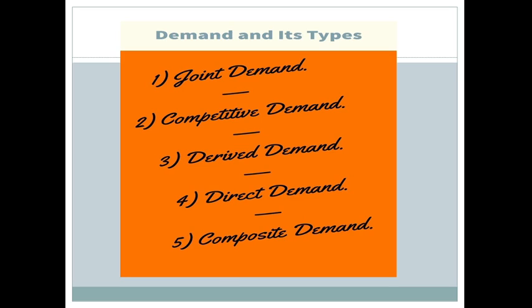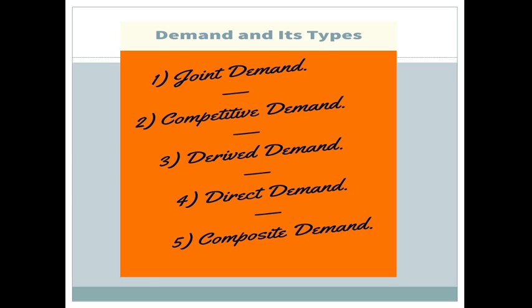Then the last type of demand is composite demand. Composite demand is the total demand for a commodity which arises when it is required for different purposes, and will be the sum of the different demands. In other words, a commodity may be demanded for several purposes. The demand for such a commodity is called composite demand. It is composed of demand for the several uses, where one product is used compositely for many purposes.